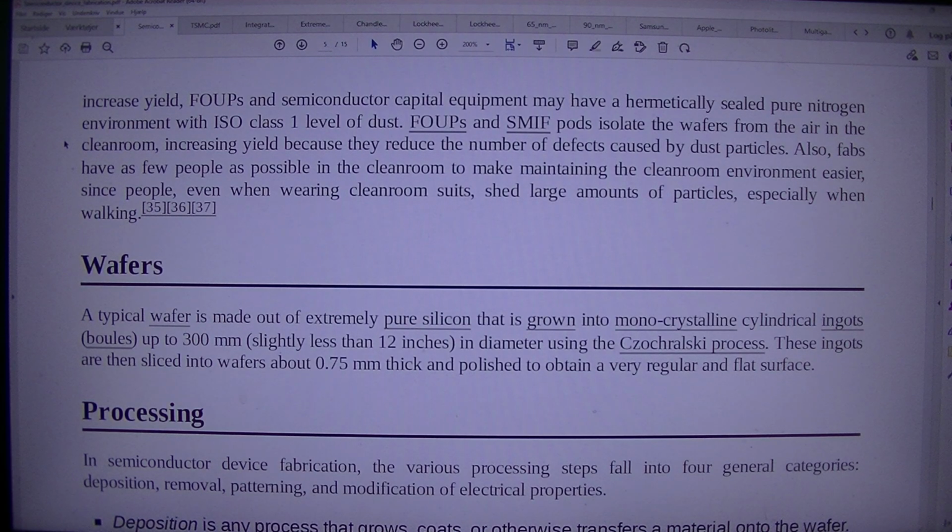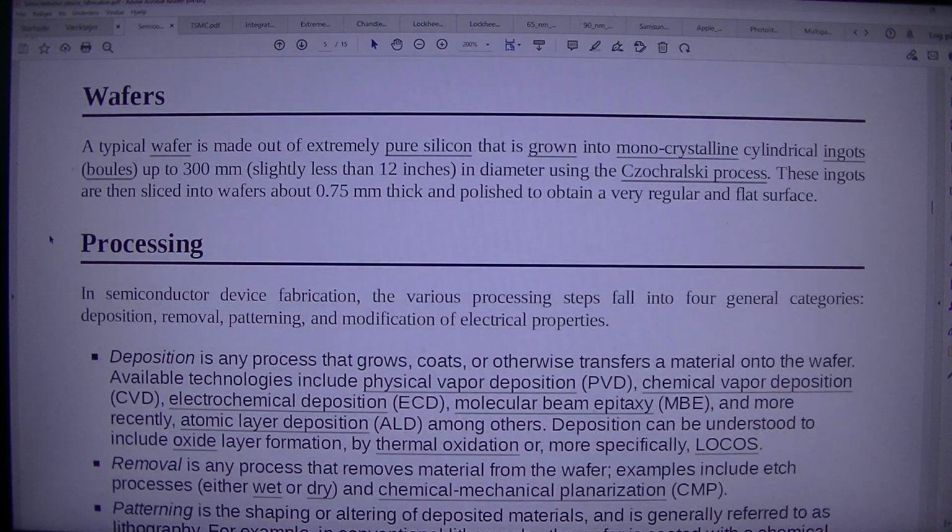Wafers. A typical wafer is made out of extremely pure silicon that is grown into monocrystalline cylindrical ingots, up to 300 millimeters, slightly less than 12 inches, in diameter using the Czochralski process. These ingots are then sliced into wafers about 0.75 millimeters thick and polished to obtain a very regular and flat surface.